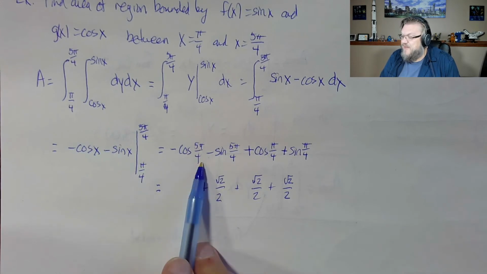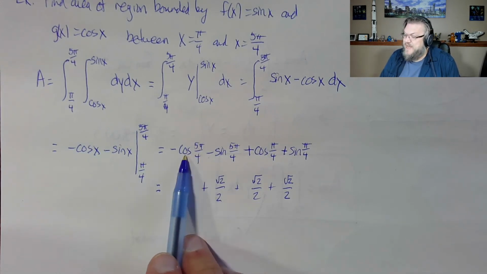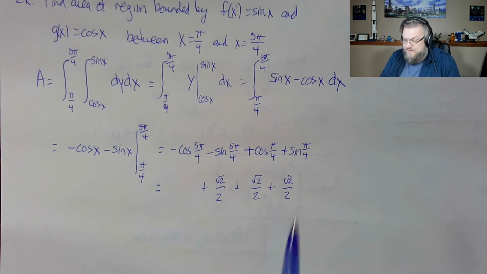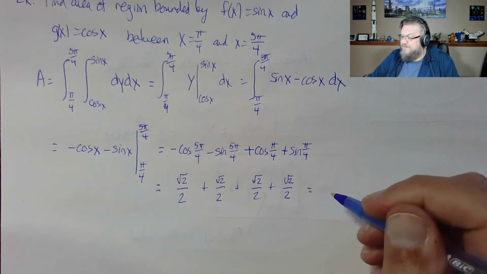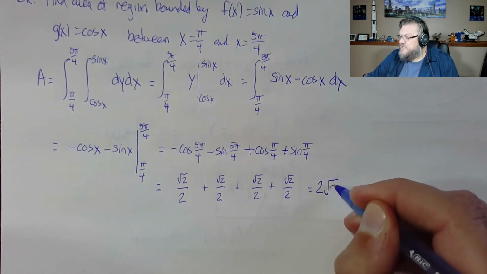And then cosine of 5 pi over 4, again, that's in the third quadrant. That's going to end up being a negative root 2 over 2, but there's a negative in front. So I get root 2 over 2. So it looks like I get 4 of those. So it looks like my area should be 2 root 2.